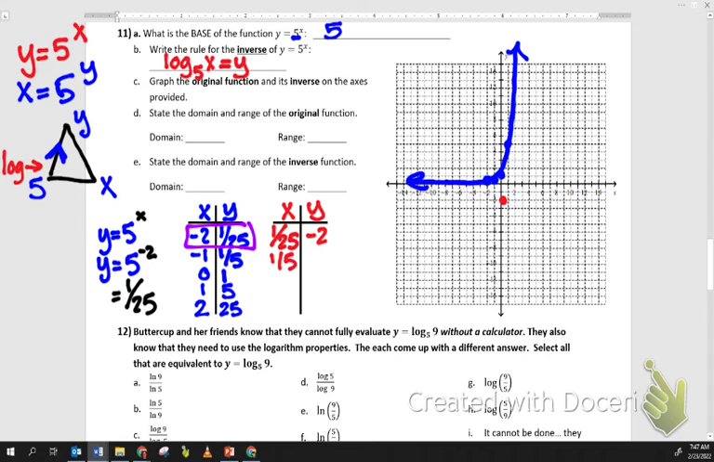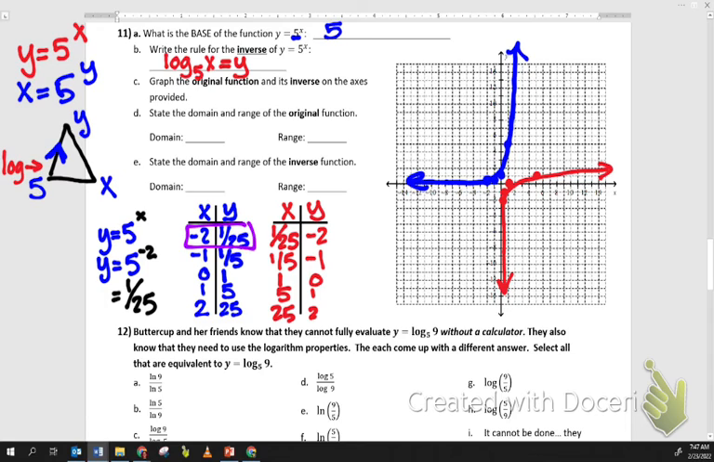And I can keep flipping each coordinate pair. I have 1/5, negative 1; 1, 0; 5, 1; and 25, 2, which is not on my graph, but it still can be graphed. So that's part C, which says graph the original function and its inverse.